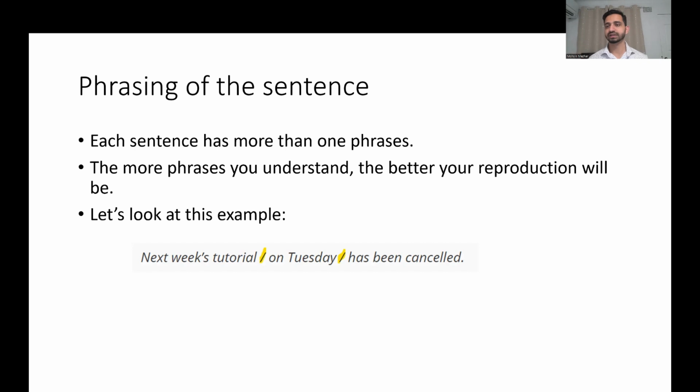On Tuesday, has been canceled. Verbal phrase, has been canceled. So you got 3 phrases, you got 3 pieces of information, you put them together and you got a sentence, right? So that's how you want to. Next week's tutorial, this is not 3 words, it's actually 1 phrase. So that's how you want to get it.